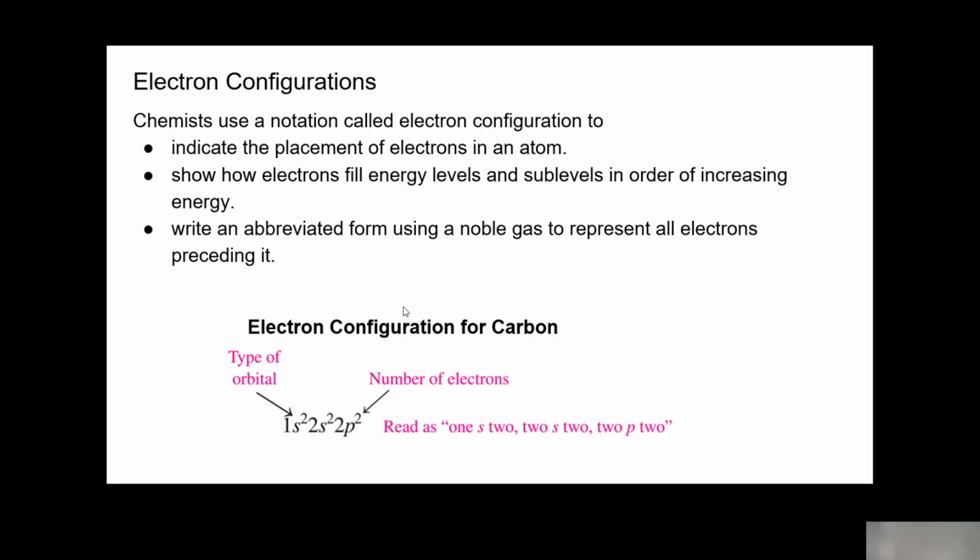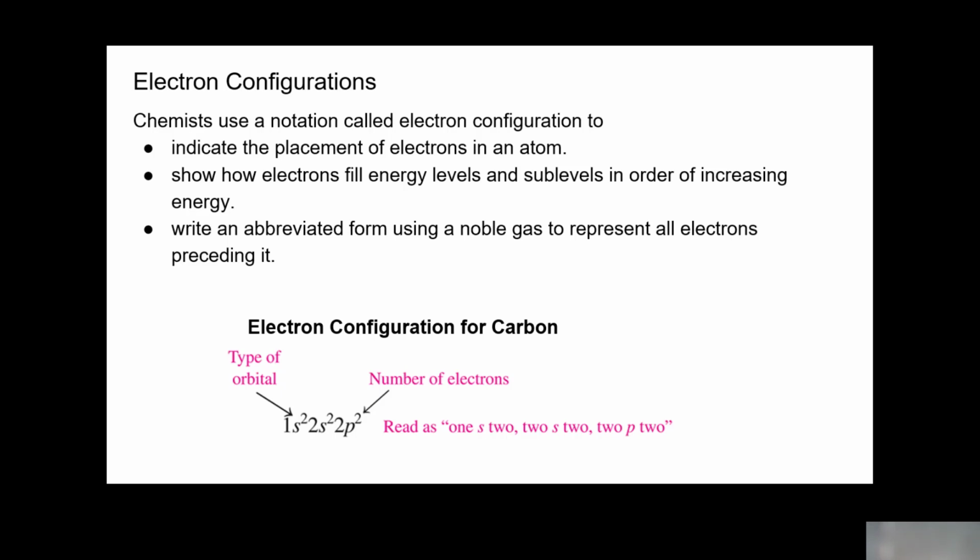So chemists use notation. We use electron configuration. That's the address. It indicates the placement of electrons in an atom. It shows how electrons fill energy levels and sub-levels in order of increasing energy. We always start at the lowest and build up. We write an abbreviated form using a noble gas. I'm going to show you how to do this. You're going to have to know how to do both ways, the long form and the abbreviated. Even though I know students always choose the abbreviated, you have to know how to do both.